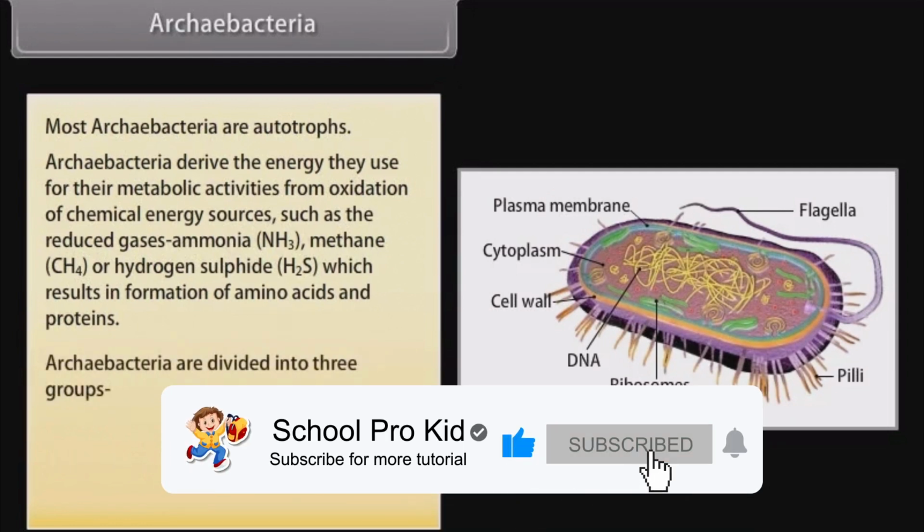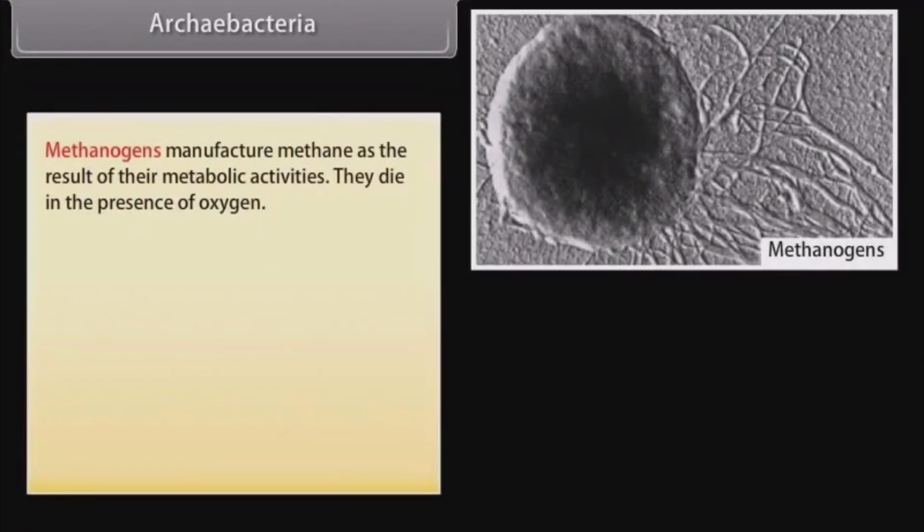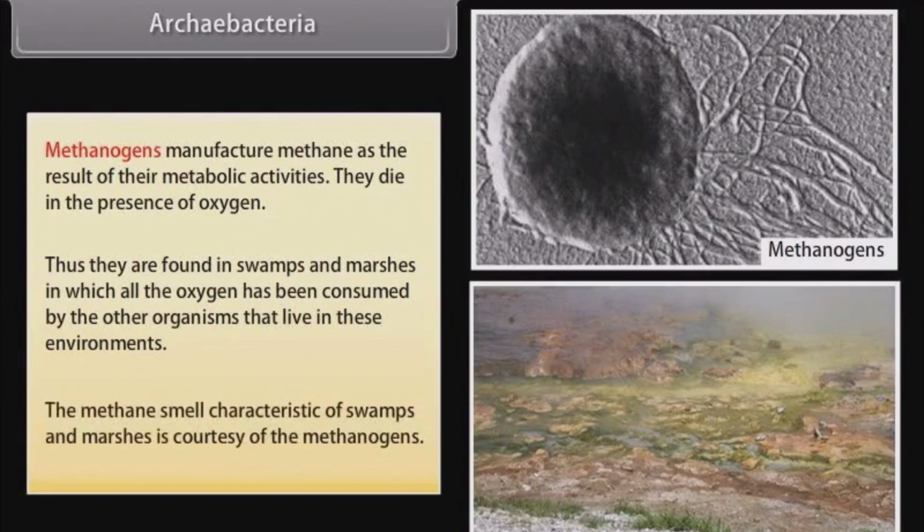Archaebacteria are divided into 3 groups: methanogens, thermoacidophiles, halophiles. Methanogens manufacture methane as the result of their metabolic activities. Methanogens die in the presence of oxygen. Thus, they are found in swamps and marshes in which all the oxygen has been consumed by the other organisms that live in these environments. The methane smell characteristic of swamps and marshes is courtesy of the methanogens.